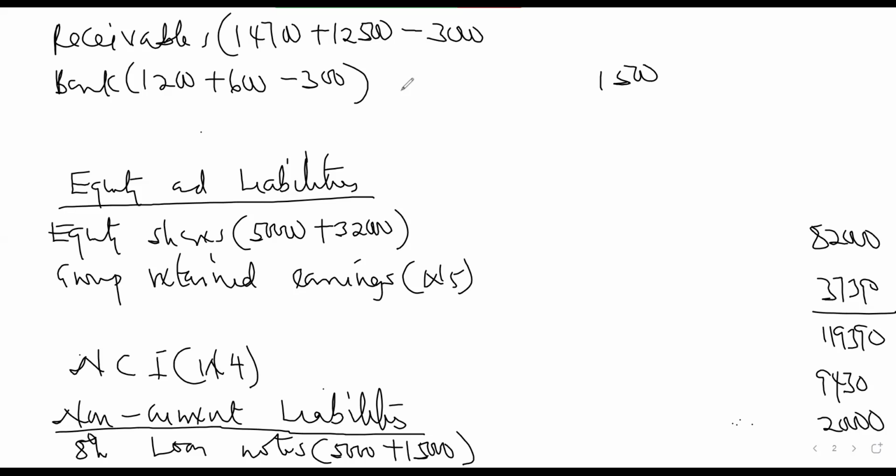And our receivables, 14,700 plus 12,500 minus 3,000. I'm having 23,500. I'm getting 24,200. The receivables? Yes, please. It's 14,700 plus 12,500 minus 3,000, 24,200 rather. So let's go to the inventory there.